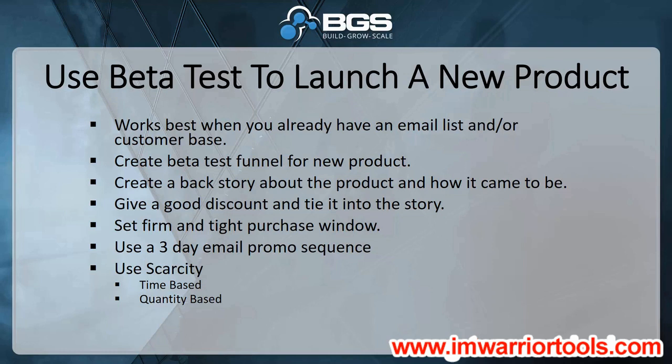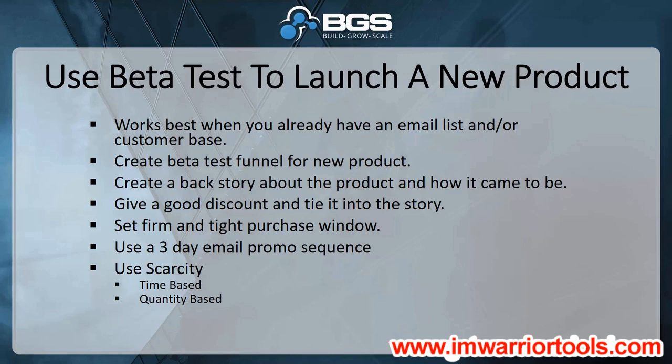So the process flow. Create a beta test funnel for the new product. You already have it, and you can duplicate it, edit the images, change the text, make it your own. Then you want to create a backstory about the product and how it came to be. Stories sell and facts tell. We all know this to be true, so it's very important that you have a very niche specific story as to why you're selling this product, how it came to be, how it came that you are now so enamored with this product, and what you've done to make it a beta test, why you're beta testing it.